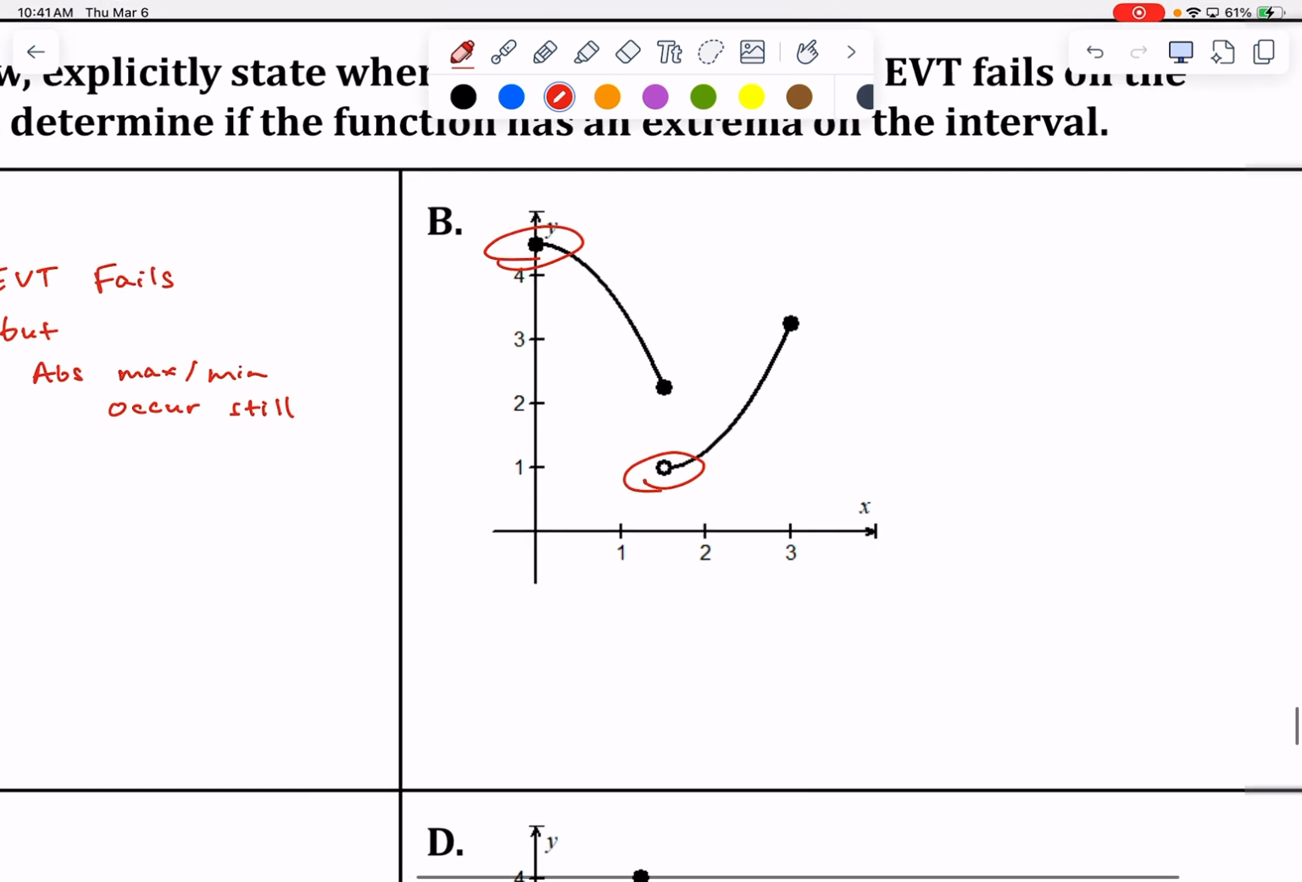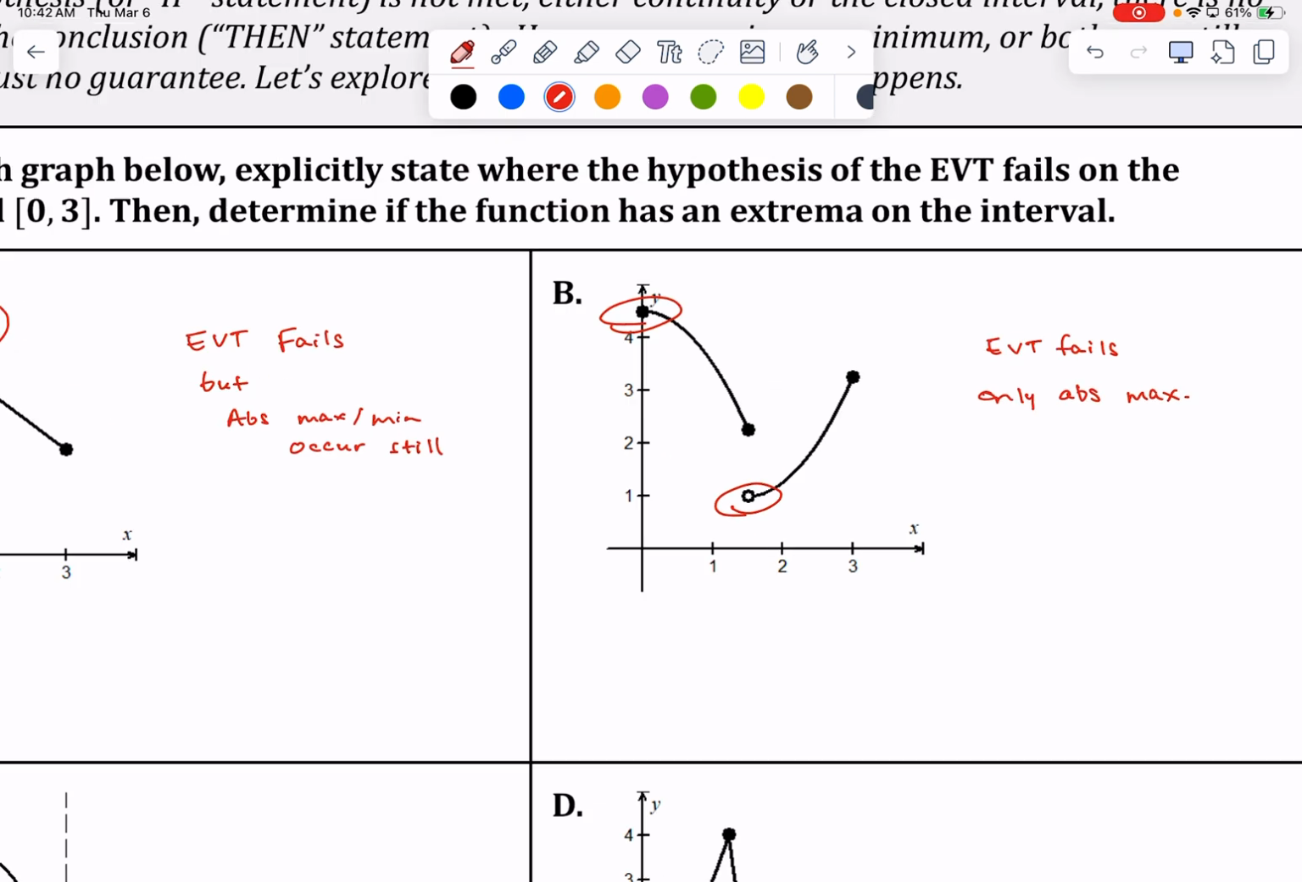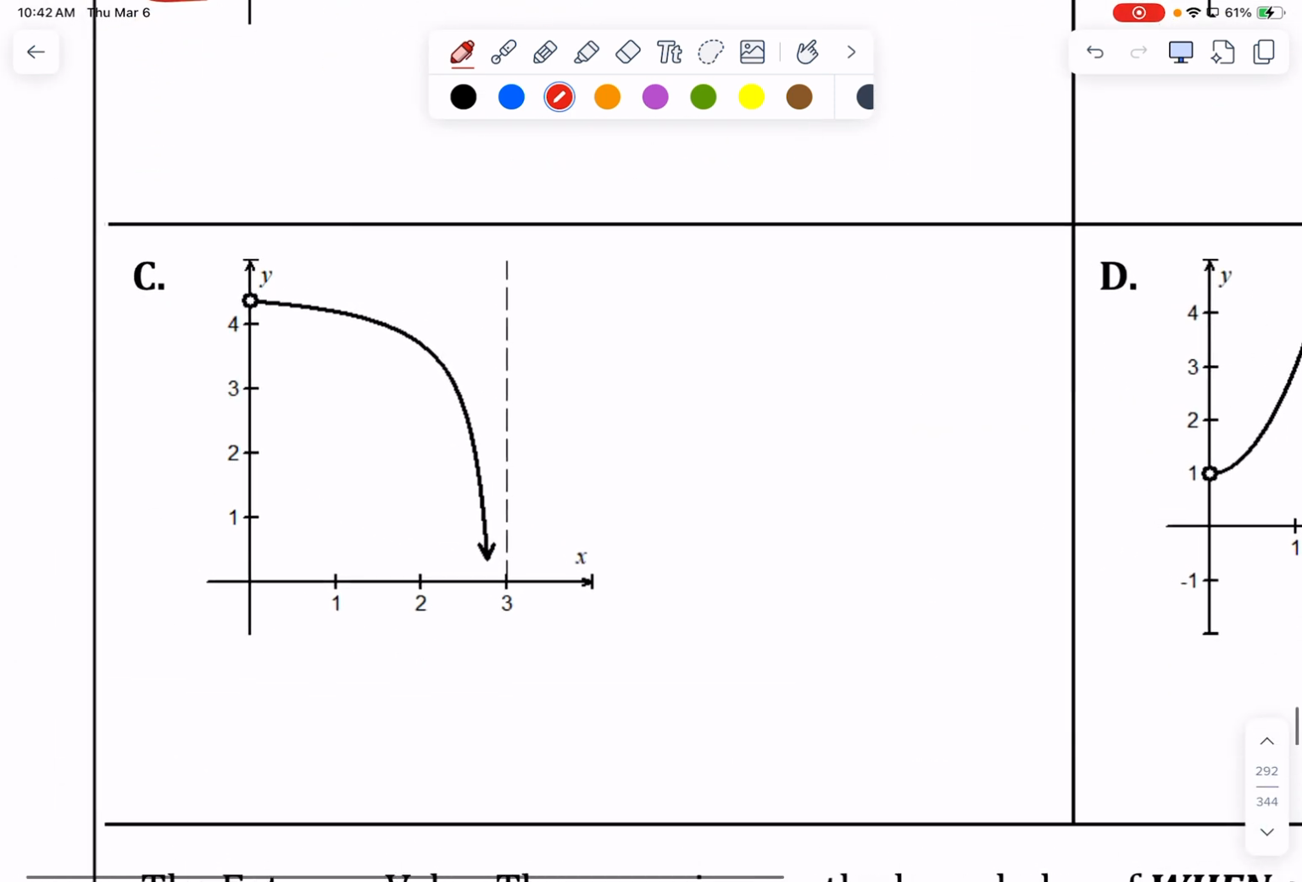Part B, does EVT fail? Yes. EVT fails, only absolute what? Only has an absolute max. Okay? I don't care if you write this down. It's up to you. We just need to think about it.